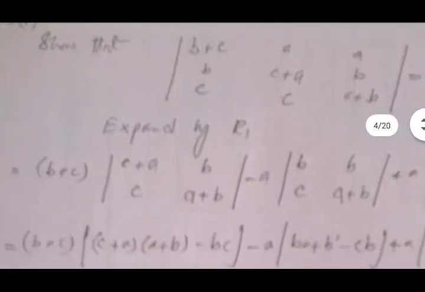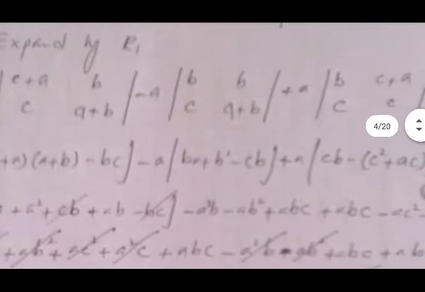Now we expand simply by the direct rule, expanding by the first row: b plus c, minus a and plus a. There are three elements. With the first element we write plus, with the second element we write minus, and with the third element we write plus, and between them the values by crossing out the row and column, and then we cross multiply these values to simplify. Carefully solve these questions.